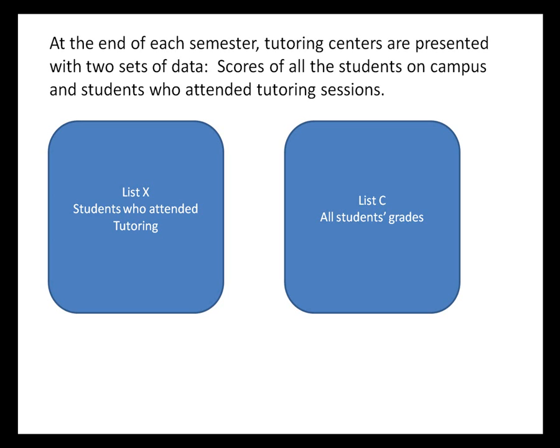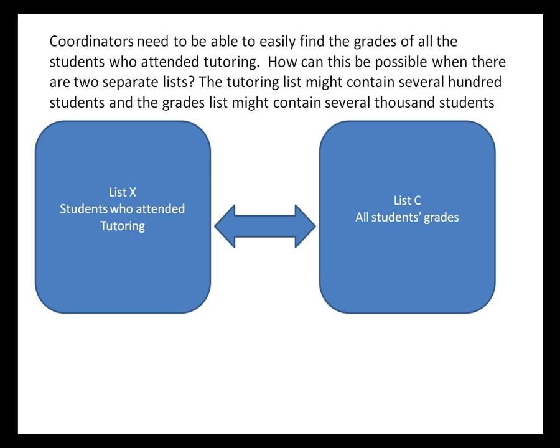At the end of each semester, coordinators will usually have two sets of data available to them. They might have a list of students who attended tutoring, and they can usually also pull a list of all students and their grades. Coordinators will need a way to compare these two sets of data for statistical analysis. It will be useful to measure the effectiveness of their tutoring center by being able to see what grade students who attended tutoring received and what grade students who did not attend tutoring received. So we need a simple way to compare these two sets of data.